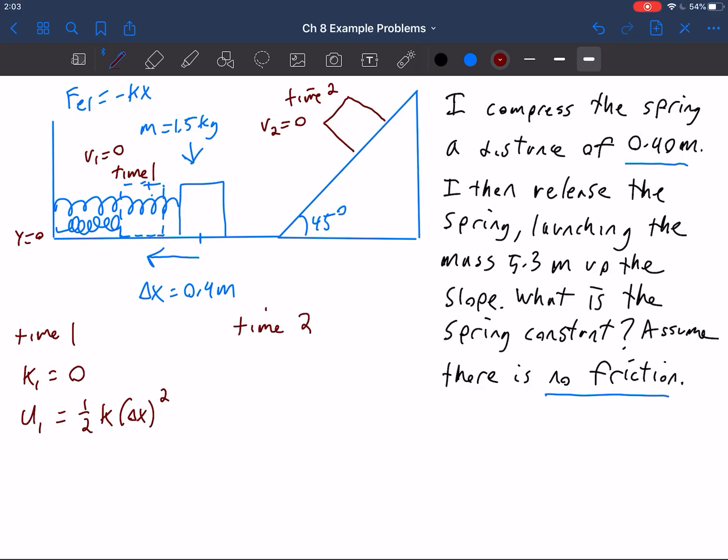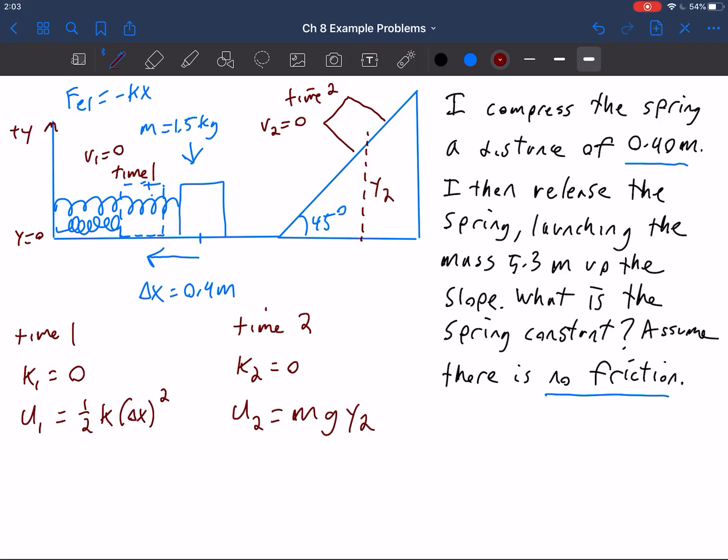Well, at time 2, we also have no kinetic energy, right? Because once again, the velocity at time 2 is equal to 0. But at time 2, the mass has risen up some distance in the y direction, right? So we do have gravitational potential energy at time 2. So I can use our equation for gravitational potential energy, where this height is the distance in the y direction away from the origin that this mass has risen.